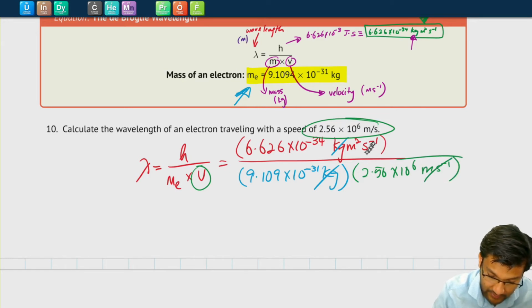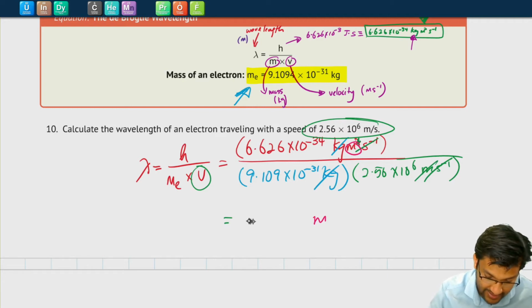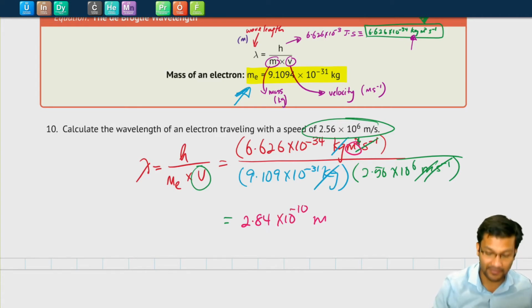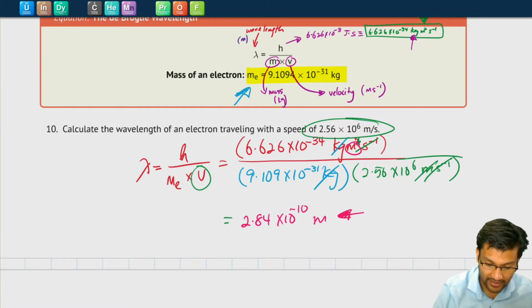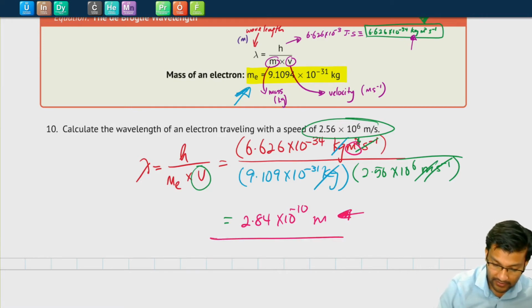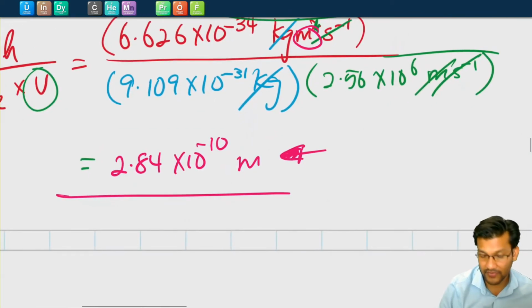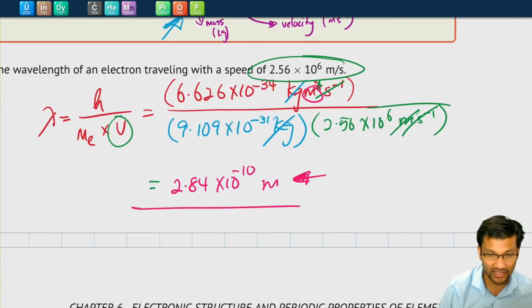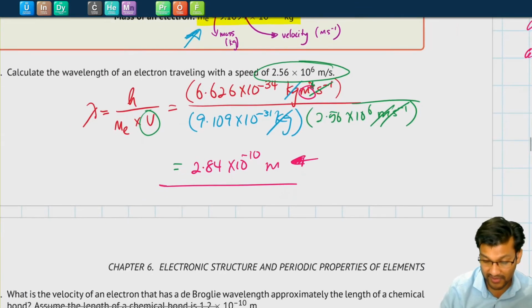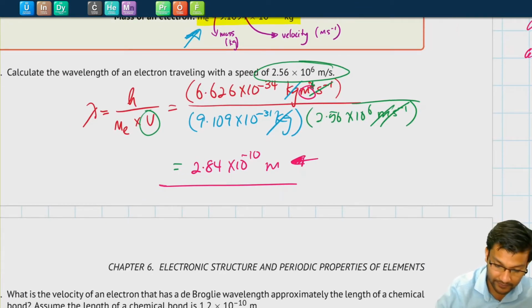So per second cancels out with per second, meters cancel out with one of the meters, and so the wavelength is in the other meter that's left over. And you punch all of these into your calculator, and I get 2.84 by 10 to the minus 10 meters. That's the wavelength. That's a very, very small wavelength for this electron, but this is about the size of an atom. So the wavelength of electrons might be small, but from the perspective of an atom, they're very important. From the perspective of the atom, the electron does really move like a wave.